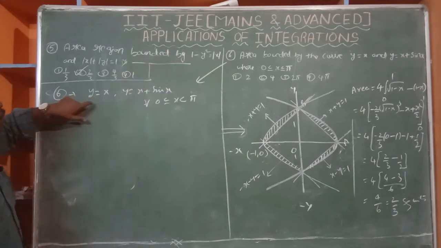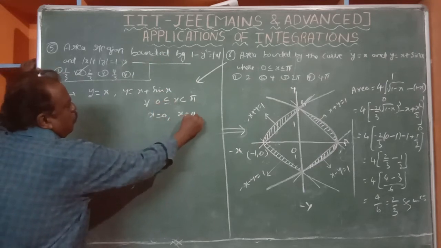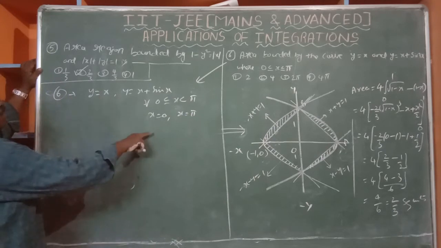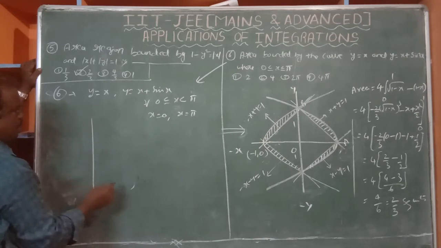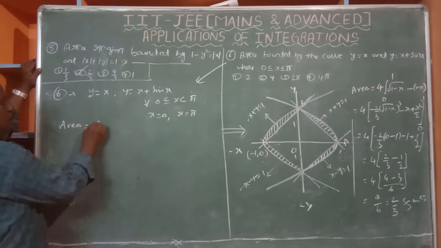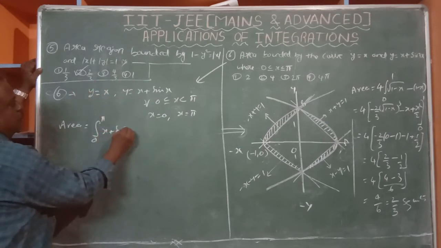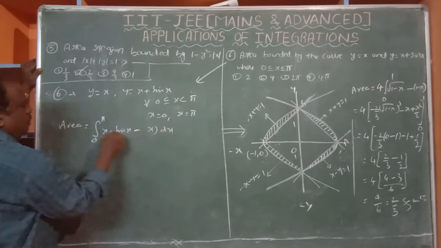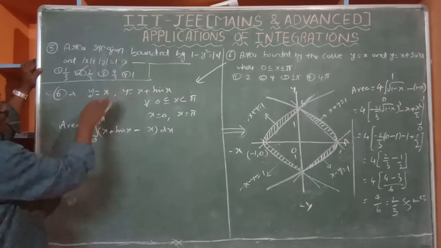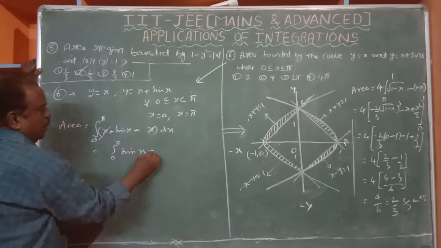You see, here x is equal to 0 is the lower limit and x is equal to pi is the upper limit. It is clear: 0 to pi means first and second quadrant, all positives. It's not needed, you simply leave it out. The required area is the integral from 0 to pi of the first curve, x plus sin x, minus y is equal to x, which is a line. First curve minus second one, the difference: x cancels, so it is the integral from 0 to pi of sin x dx.